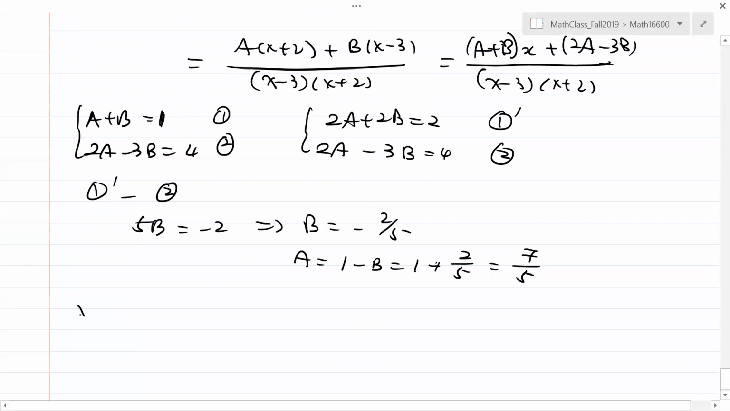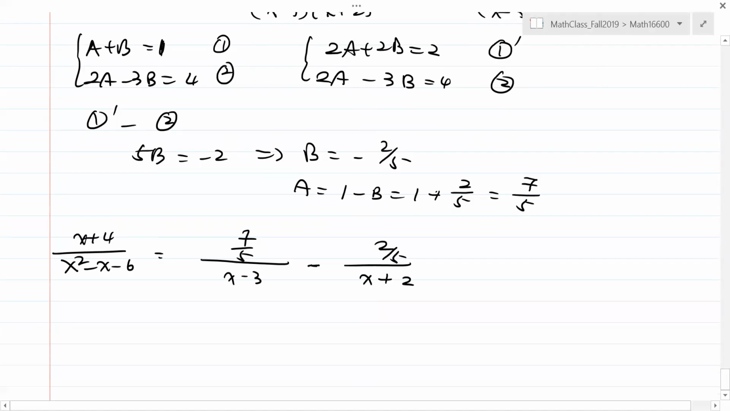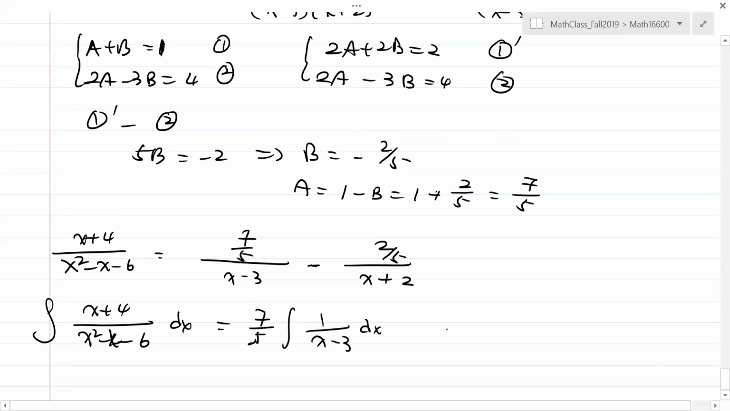And the good part is you can always decompose it in the following form. So you can decompose this function into the sum of these two functions, and then we know how to evaluate the integral of each, right? So I get 7 over 5 integral of 1 over x minus 3 dx, and here's 2 over 5 integral of 1 over x plus 2 dx.